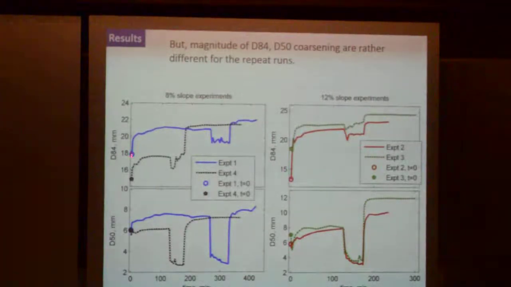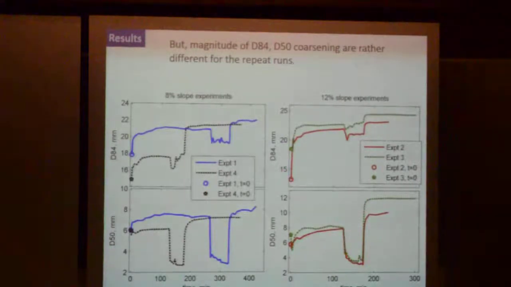size on the bed. It did evolve to a stable value, and then you had the pulse, and the D84 increased a little bit. The other experiment at 8% slope started at a somewhat lower initial D84, and there was a much bigger effect of over-coarsening there. And we also see in the D50s a somewhat offset response there. 12% slope, there's also somewhat different responses there.